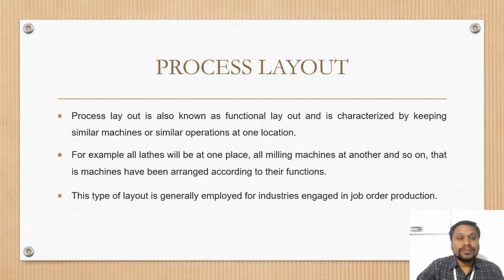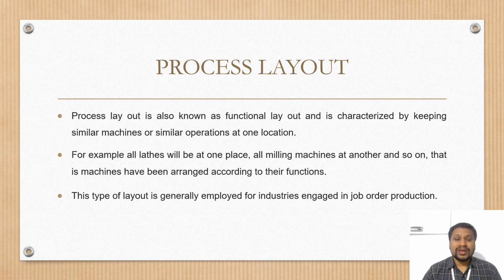So in a process layout, similar types of machines or similar types of operations are placed at one location. For example, all lathes will be at one place, all milling machines at another place, all drilling machines at another place.